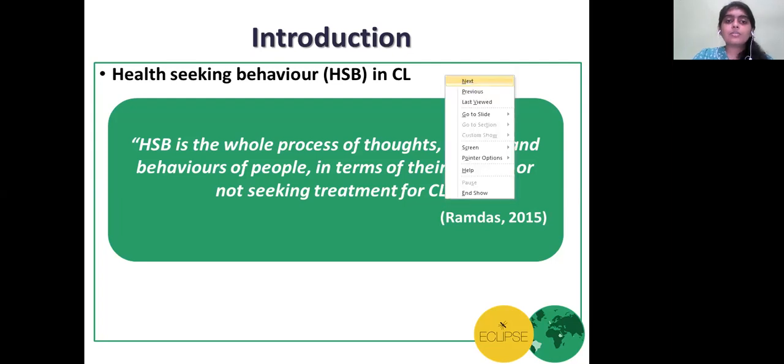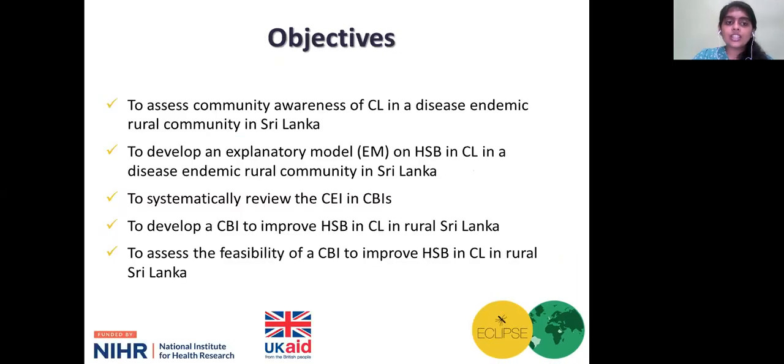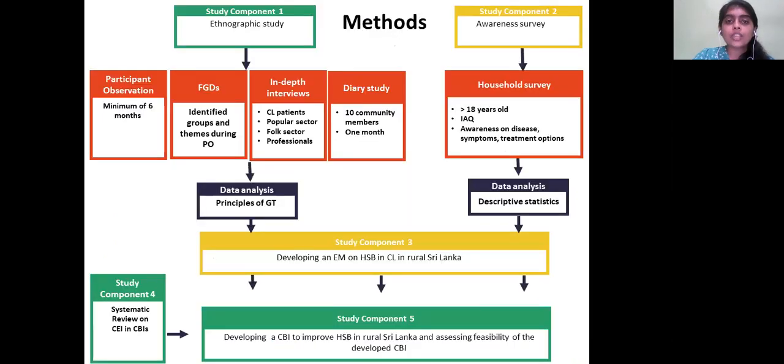This study aims to assess community awareness of CL, to develop an explanatory model on health-seeking behavior in CL, to systematically review the community engagement and involvement in community-based interventions, to develop a community-based intervention to improve health-seeking behavior in CL, and finally to assess the feasibility of a community-based intervention to improve health-seeking behavior in CL in rural Sri Lanka. The aforementioned objectives will be achieved using 5 study components.